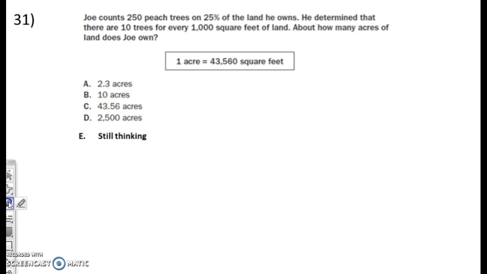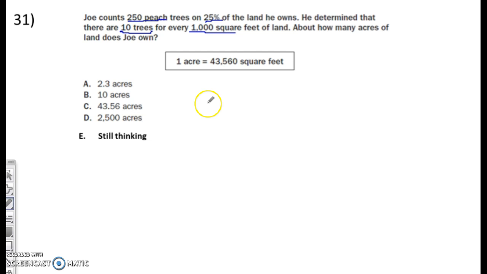All right, so this is kind of a puzzle. We have to put this piece of the puzzle together. I'm going to start with this information. There are 10 trees for every 1,000 square feet, and I know that he counts 250 peach trees on 25% of the land. So I could use that to figure out how many square feet is 25% of his land.